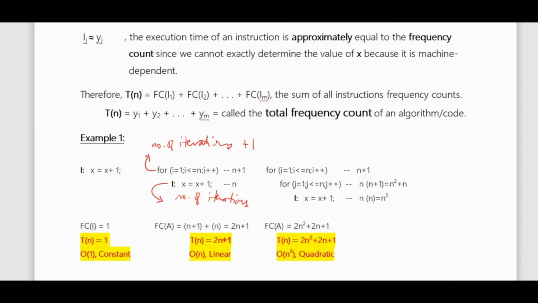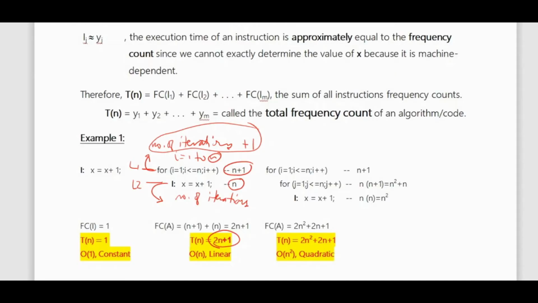So since this iterates n times, I is from 1 to n, that's why this is n, the frequency count of the second line. And the frequency count of the first line here is number of iterations plus 1, so n plus 1. That's why this is 2n plus 1. Okay, the sum of the frequency count of L1 and frequency count of L2.